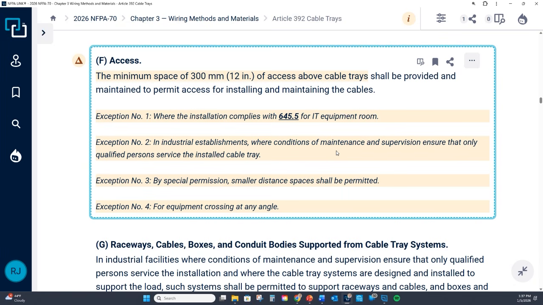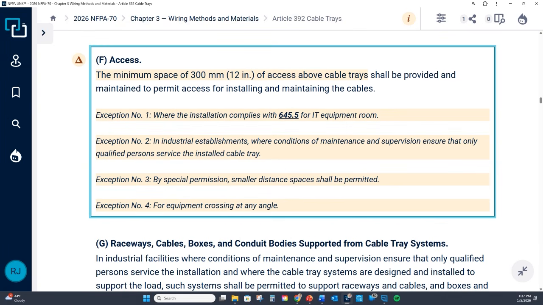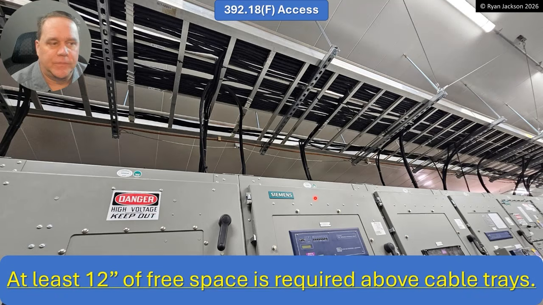I think that's probably what we're doing, but the code really needs some clarity on this. So let's go ahead and take a look at some pictures here. All right, so 12 inches of free space above the cable trays.